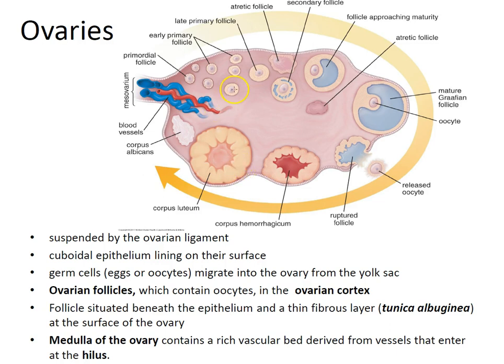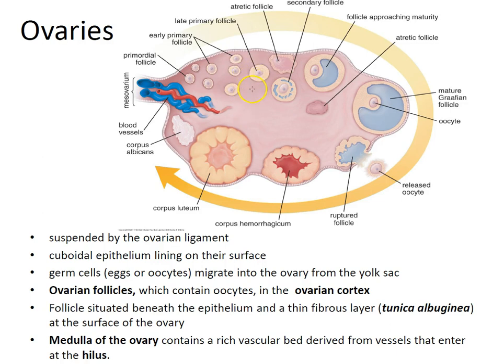If you cut a section through the ovary, you are going to see two regions. One is the cortex of the ovary, which is the peripheral part and contains the ovarian follicles, and these follicles contain oocytes. Now, the follicles are situated just underneath the cuboidal epithelium and a very thin fibrous layer called the tunica albuginea. The central part of the ovary is called the medulla, and the medullary part contains loose connective tissue and a mass of relatively large blood vessels, lymphatics, and nerves. The boundary between the medullary part and the cortex is indistinct.